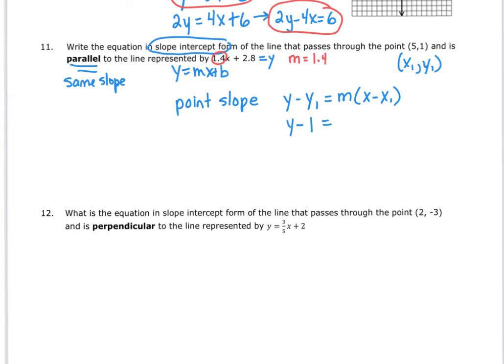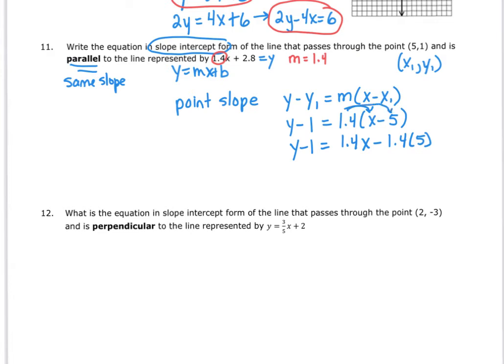And our slope is the same slope as the other line, so 1.4 times x minus 5. Now this is point-slope form, but they're asking us for slope-intercept form. So all I need to do is solve my equation for y equals mx plus b. I'm going to keep y minus 1 on the left side and distribute on the right side. So y minus 1 equals 1.4x minus 1.4 times 5.